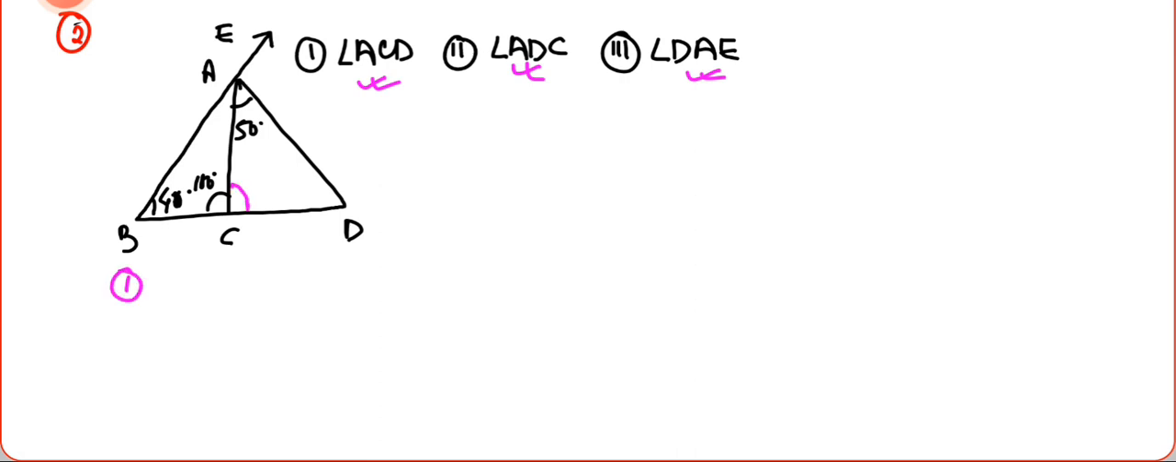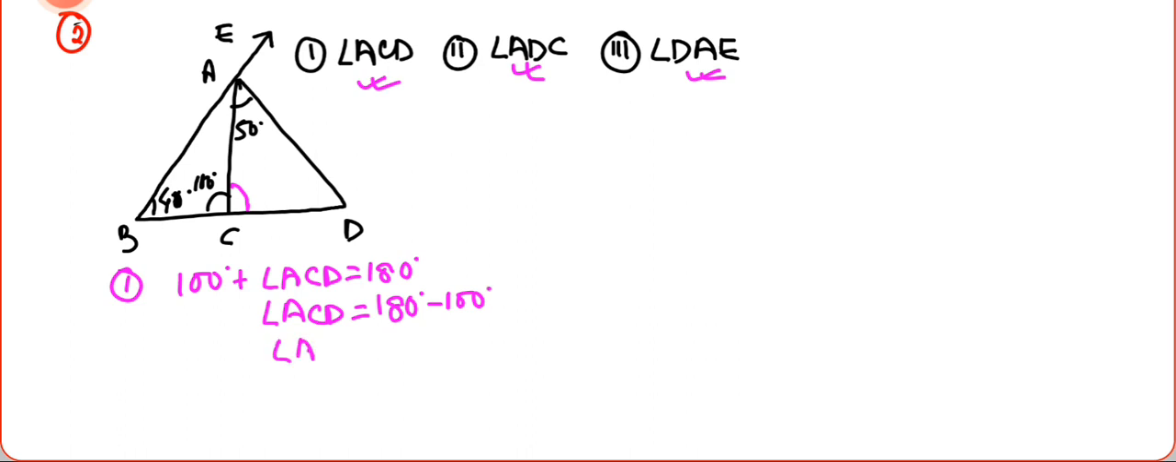Okay, here students, from the figure we can see that 100 degrees plus angle ACD is equal to 180 degrees. How does this come? This is due to the linear pair of angles. Okay, now therefore angle ACD is equal to 180 degrees minus 100 degrees. Therefore angle ACD is equal to 80 degrees. Okay, the first part of the question we have got, that is 80 degrees. Now let's move to the second part.